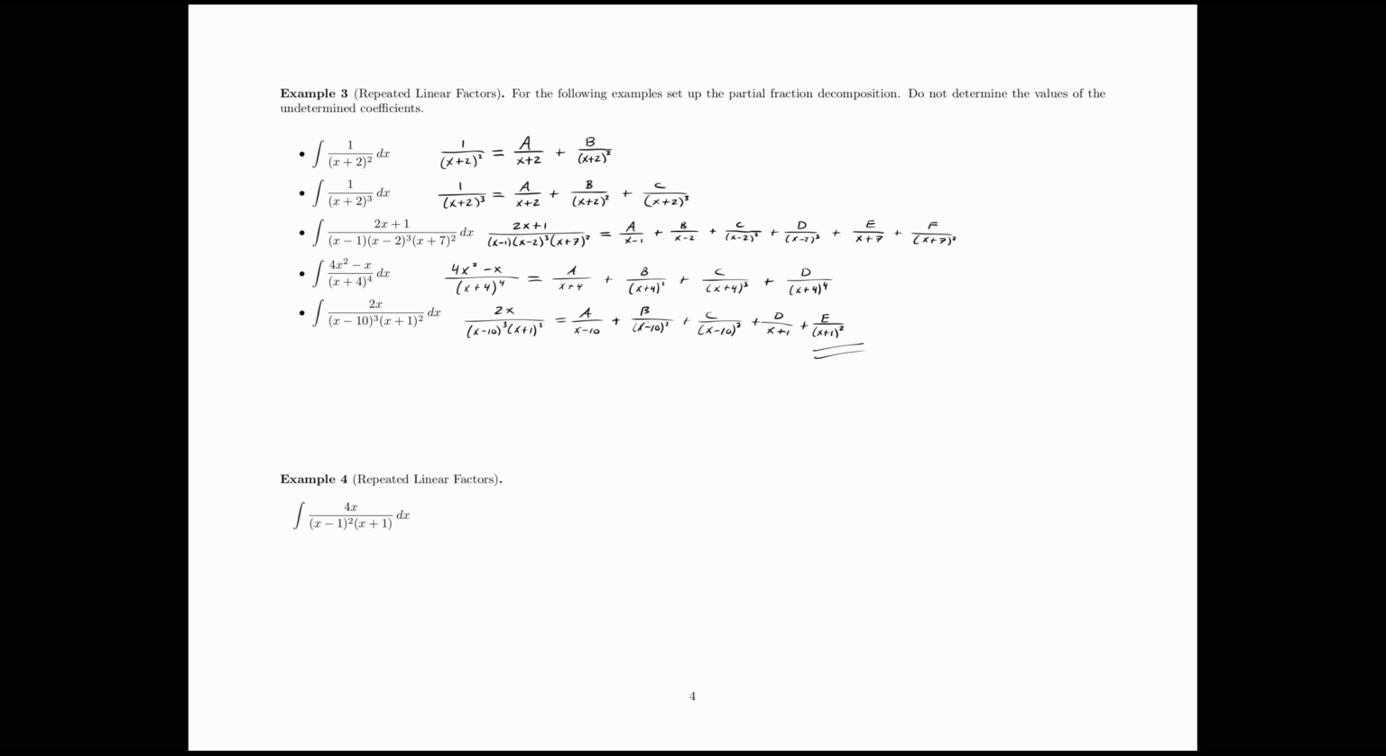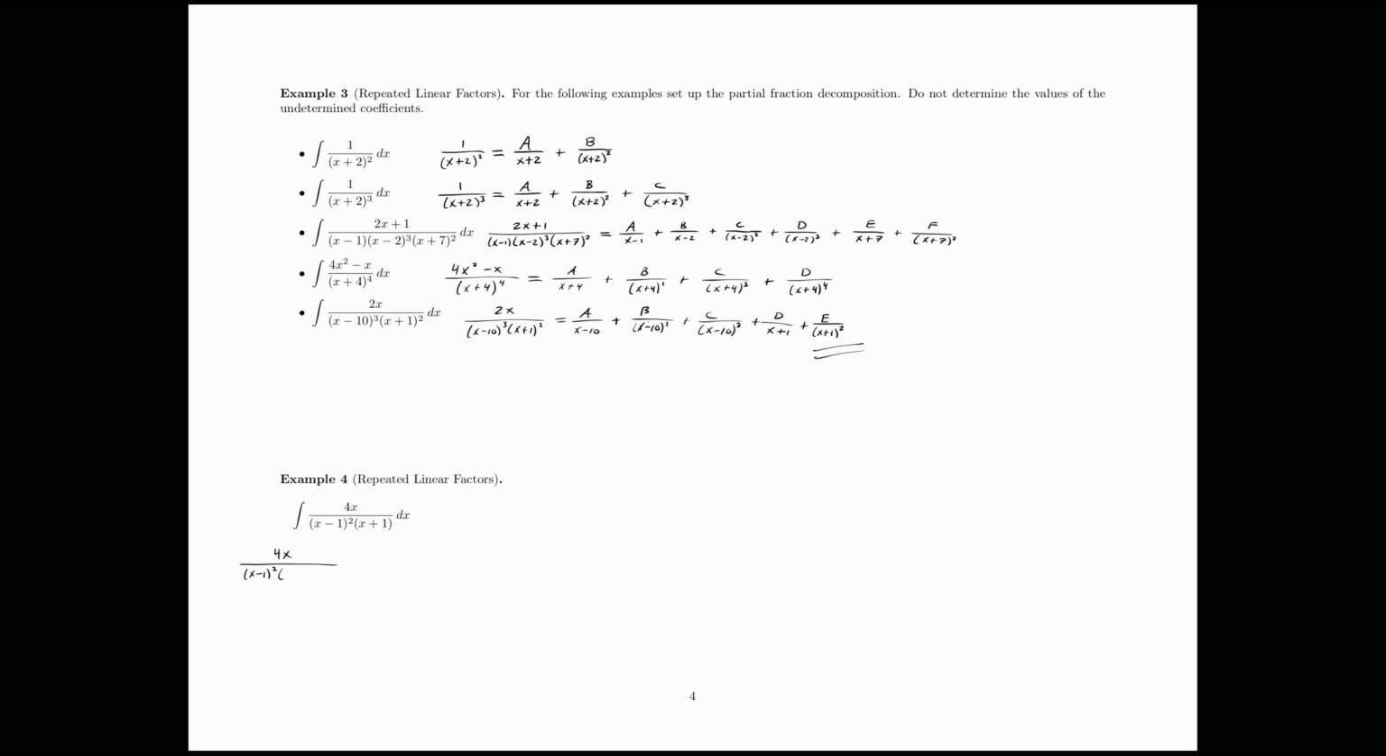So let's take a look at example 4 here, putting this into practice. Our rational expression is already factored for us. We see that we've got a single linear factor, x plus 1, and then we have a repeated linear factor. So let's go ahead and write down this decomposition in terms of the undetermined coefficients.